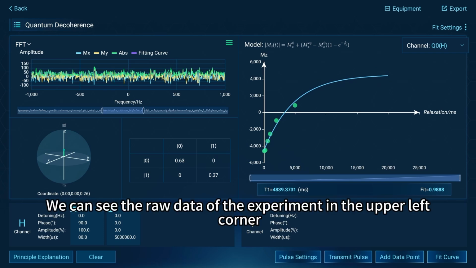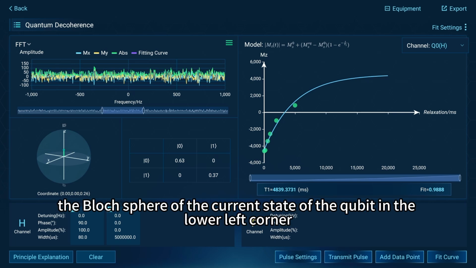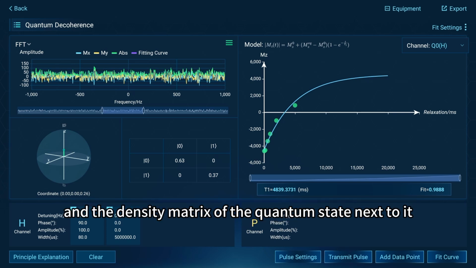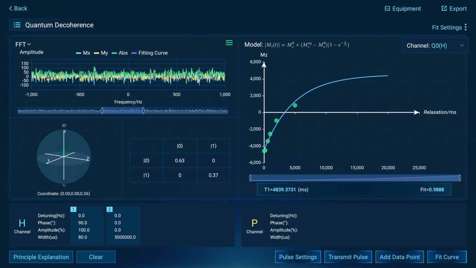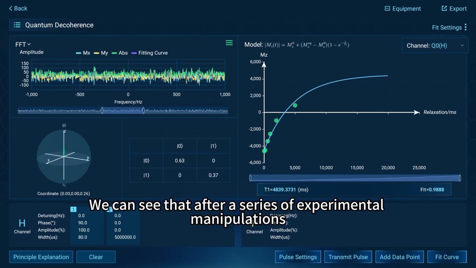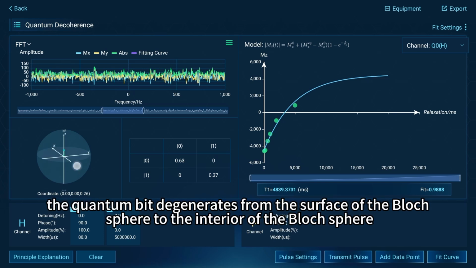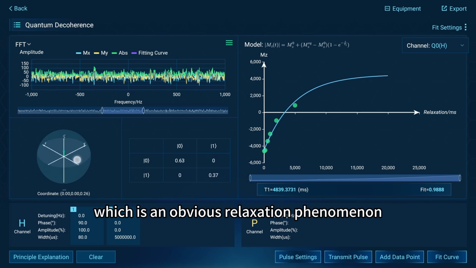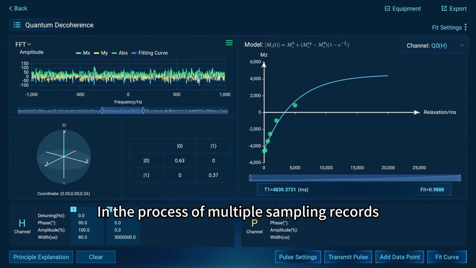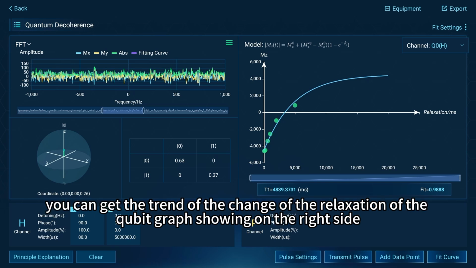We can see the raw data of the experiment in the upper left corner, the Bloch sphere of the current state of the qubit in the lower left corner, and the density matrix of the quantum state next to it. We can see that after a series of experimental manipulations, the qubit degenerates from the surface of the Bloch sphere to the interior of the Bloch sphere, which is an obvious relaxation phenomenon. In the process of multiple sampling records, you can get the trend of the change of the relaxation of the qubit graph showing on the right side.